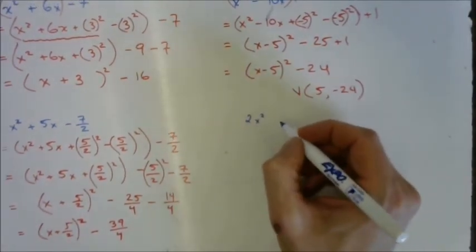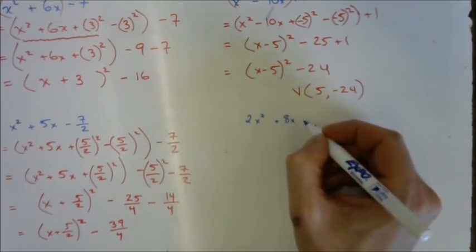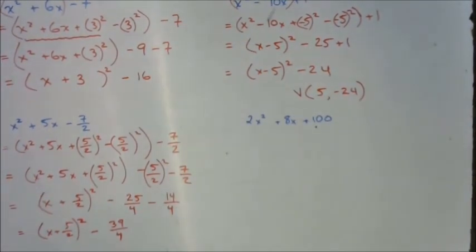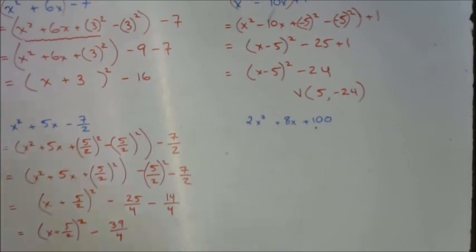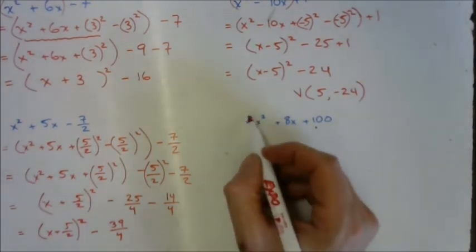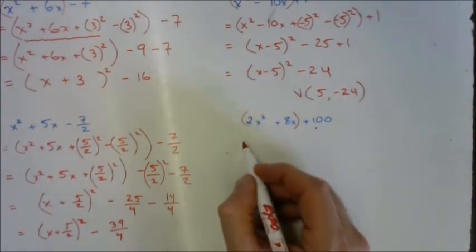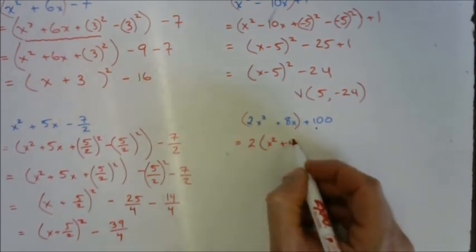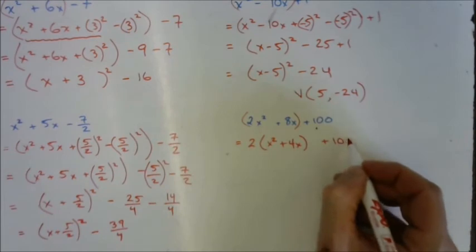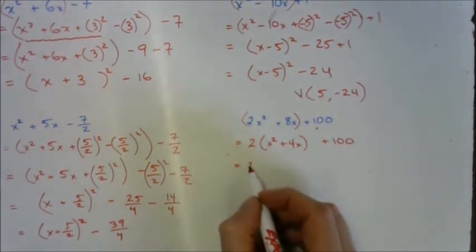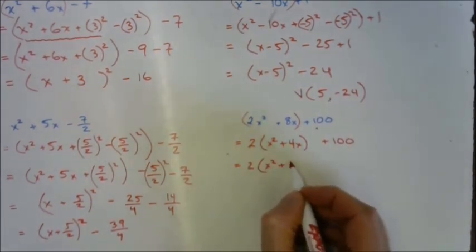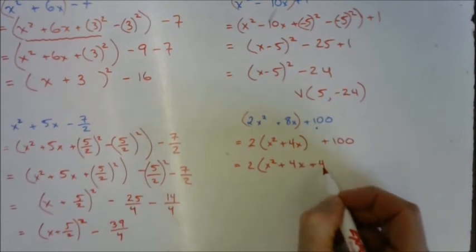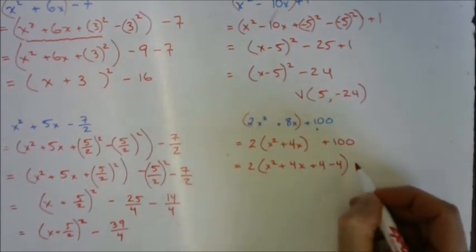2x squared plus 8x plus 100. Why is this one harder? Well, we have a coefficient a that's not 1. But I do the same steps. I group my x terms. This time there's another step. I need to factor out that 2 from both of these terms. Okay? Now I'm going to complete the square inside, which is taking half of b and squaring it. I'm going to add that and subtract that.